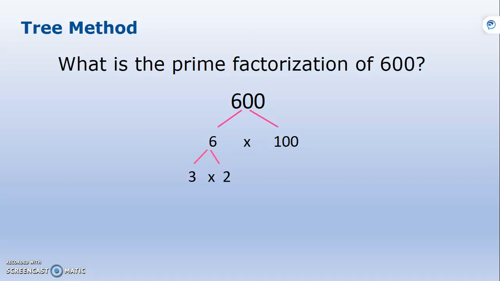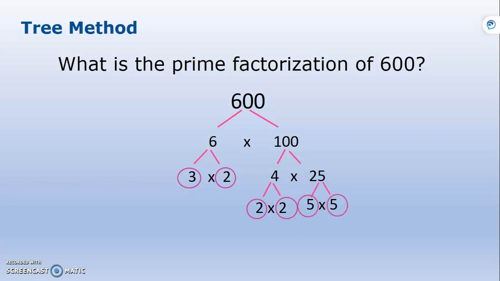We can do 3 times 2. There's some prime numbers, so let's circle them. Okay, for 100, I could do 4 times 25. No prime numbers, so I'm going to have to break it down even more. So 4, I can make 2 times 2. There's some more prime numbers, so I'll circle them. For 25, I can only multiply 5 times 5 to make 25, and 5 is prime, so I circle them.